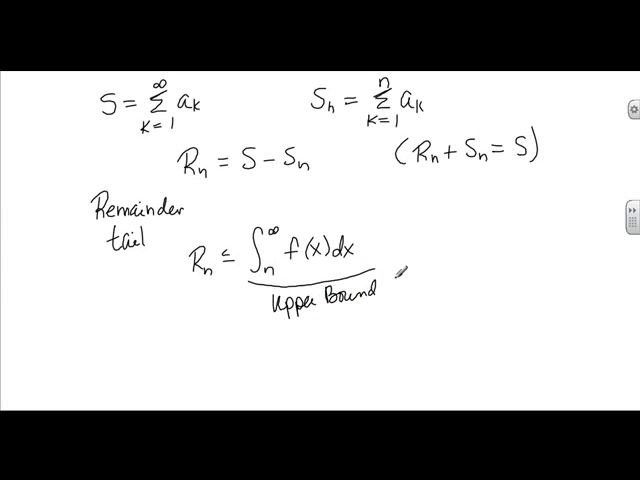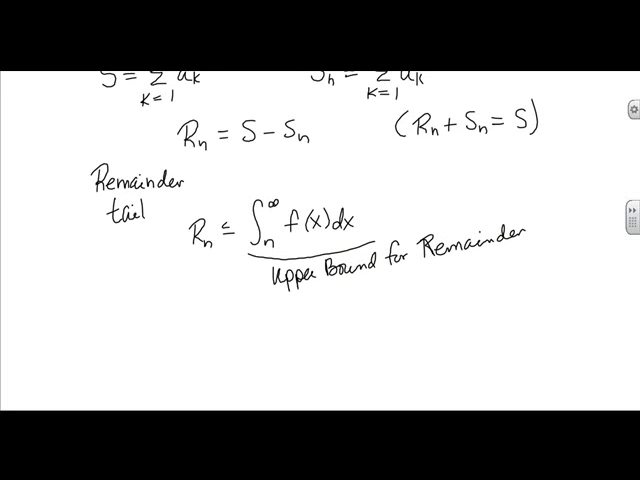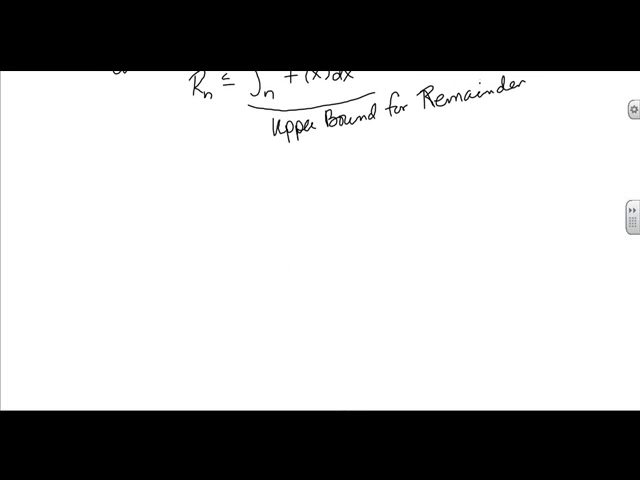Now the next statement is that this remainder is trapped between two different improper integrals. If we look at the value of the integral that starts at n plus 1 and goes to infinity of our function f of x, that's going to be less than or equal to the remainder, R sub n, which is less than or equal to the definite integral from n to infinity of f of x dx.